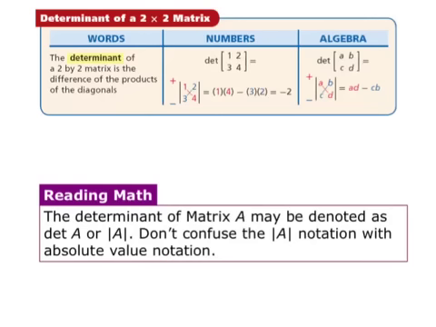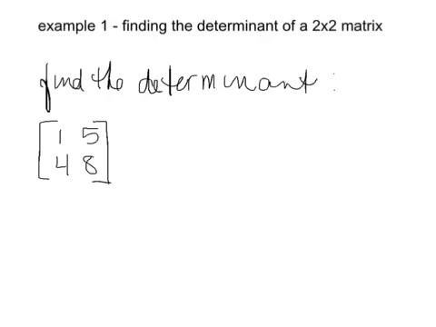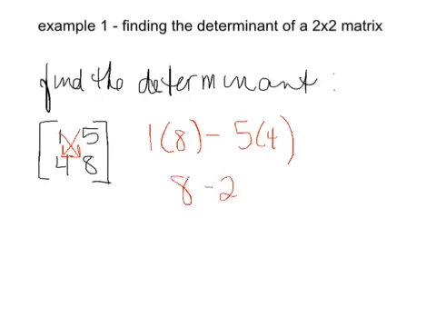So we're going to take this and try a few. Example 1, finding the determinant of a 2x2 matrix. We take the difference of the products of the diagonals. We always go up to down, left to right. So 1 times 8 minus 5 times 4, that gives us 8 minus 20. The determinant is negative 12. Pretty simple, right?